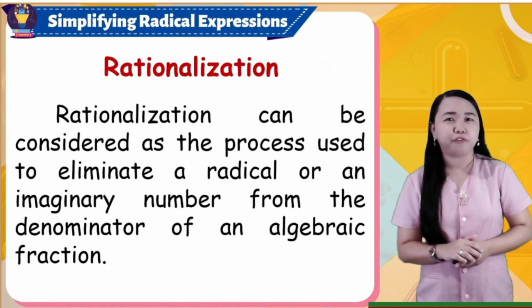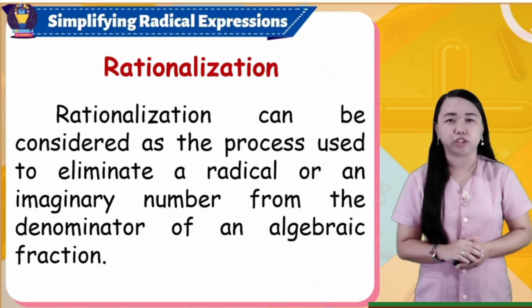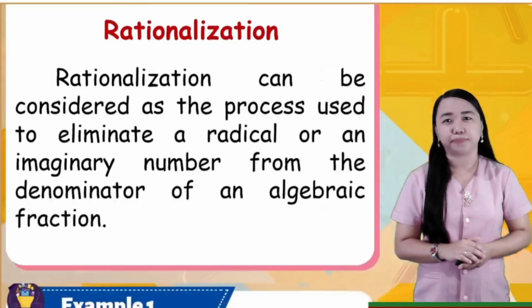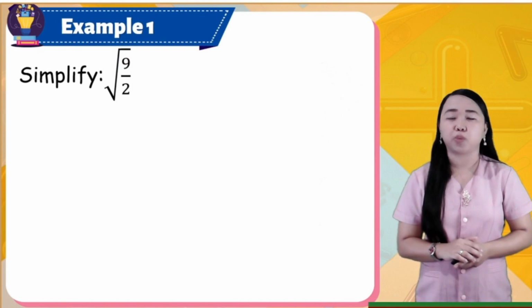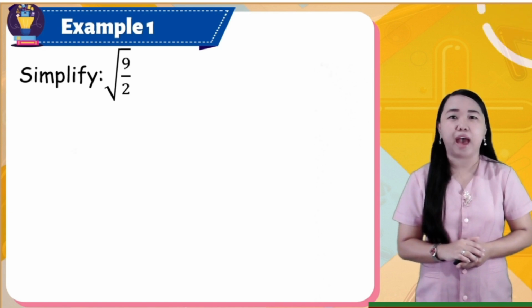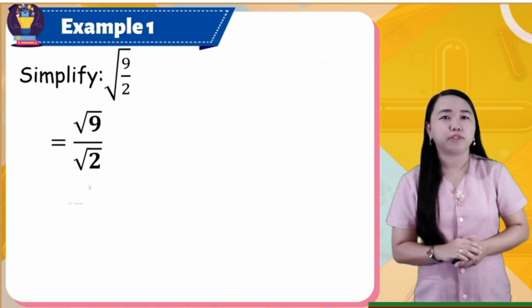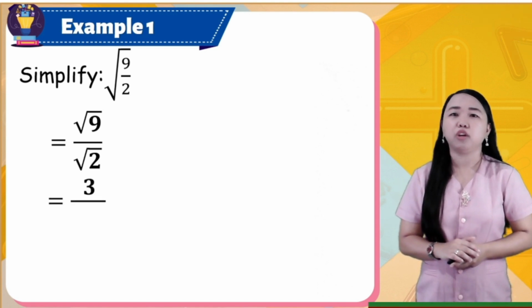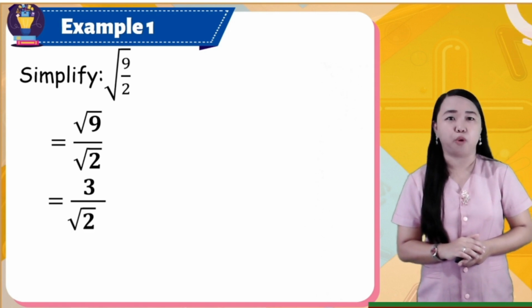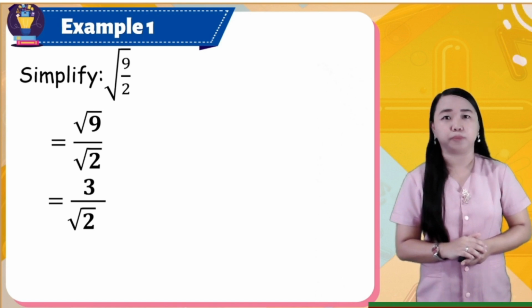How do we simplify further a radical expression with a radical in the denominator? Let us see this. Simplify square root of 9 over 2. By applying the converse of quotient rule of radicals, we have square root of 9 over square root of 2. Simplify, square root of 9 is 3, and square root of 2 is already in simplest form. Then we have 3 over square root of 2.